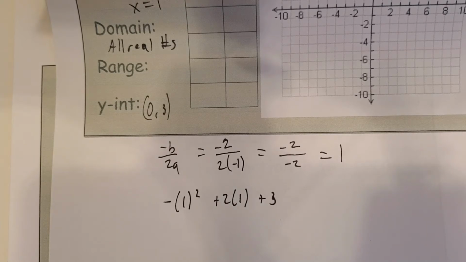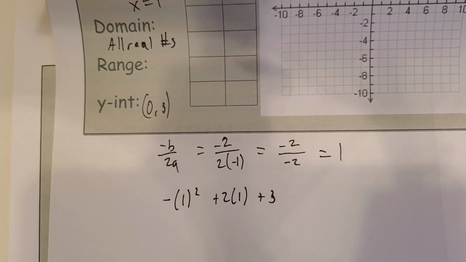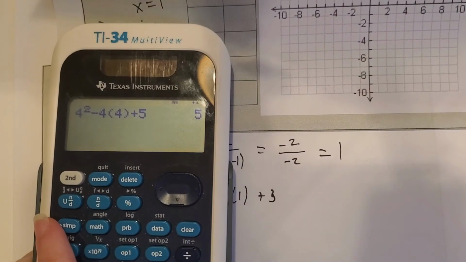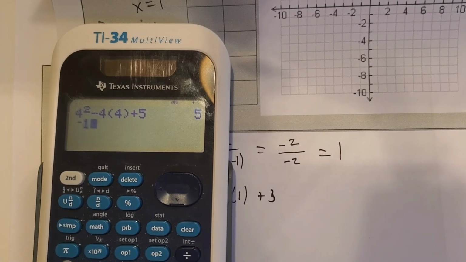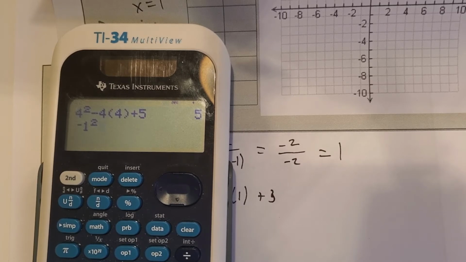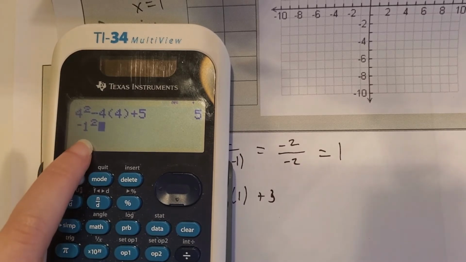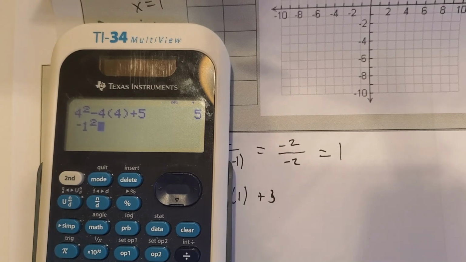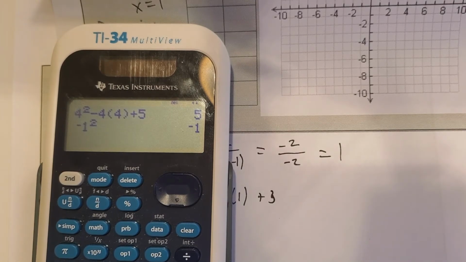In general, you always have to be very careful when you're plugging negatives into the calculator. I always encourage you to put parentheses around them. Because if you plug in negative 1 squared, I'm going to show this to you. If you plug negative 1 squared into the calculator without parentheses, the calculator is going to square only what's directly in front of the exponent. So it's only squaring the 1 and then tacking that negative on to the end. So this should get us negative 1, which it does.